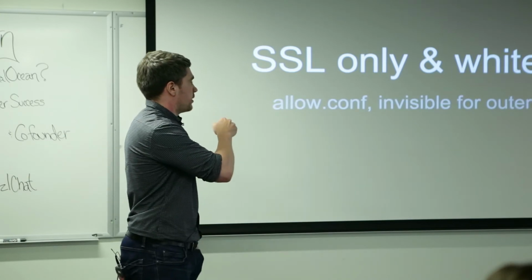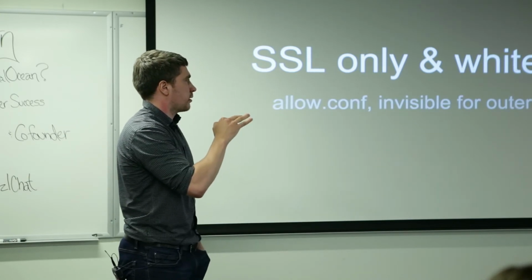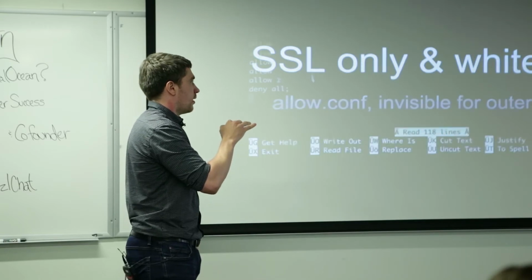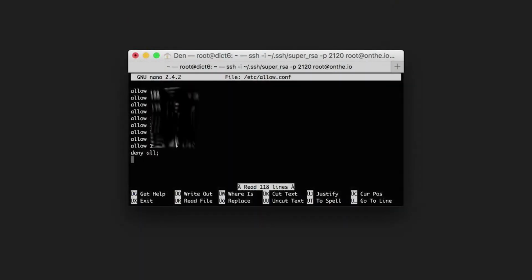Allowconf is the file that is included in all our Nginx configurations. It looks pretty simple: just allow some IP addresses and deny everything else.